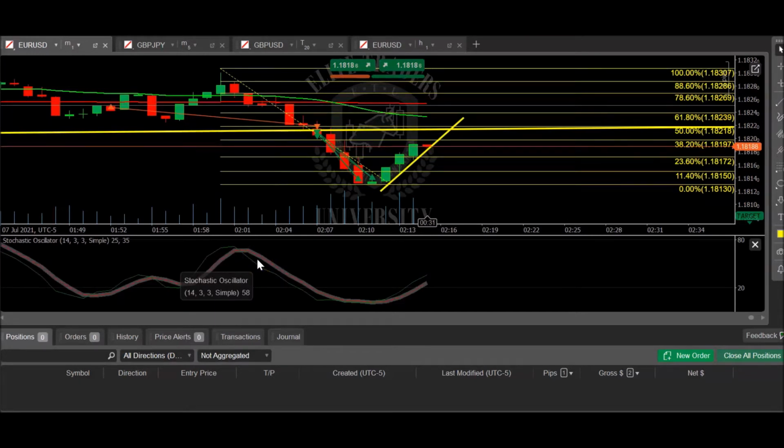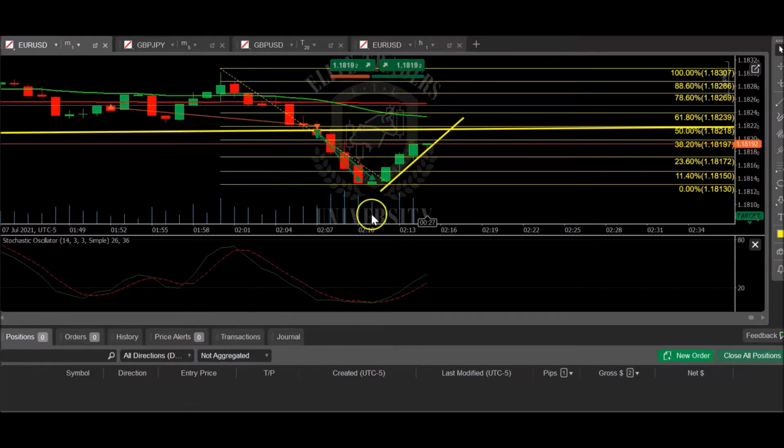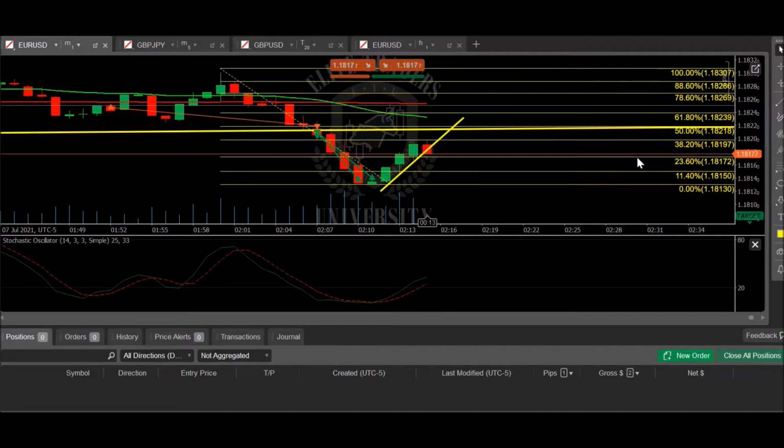This is the euro. This is a 1 minute chart of the euro. And I'm looking for a test of the breakout point. 50% retracement is at 118.21. Currently trading at 118.19. A little bit of a break. We're coming a little short.